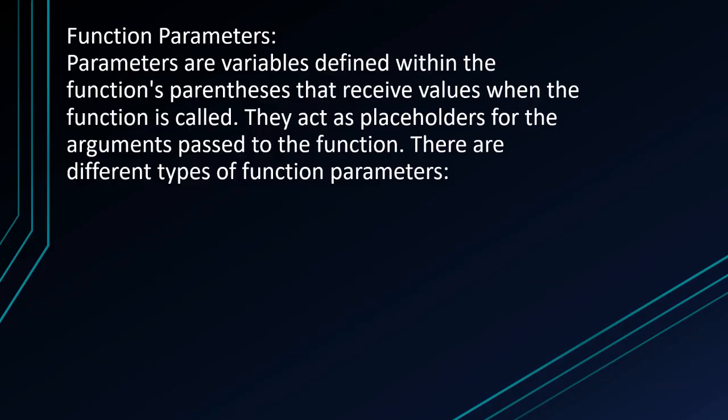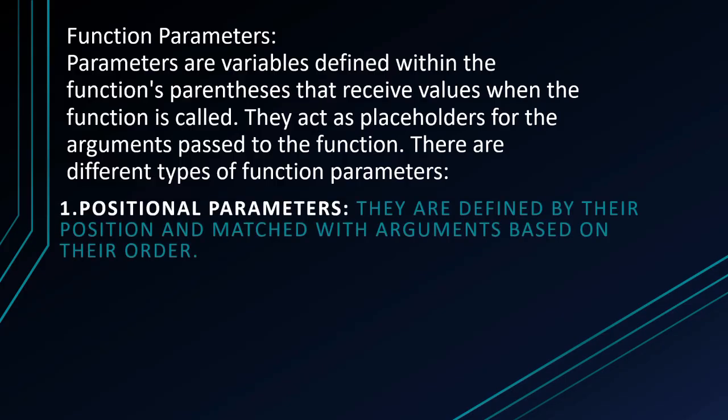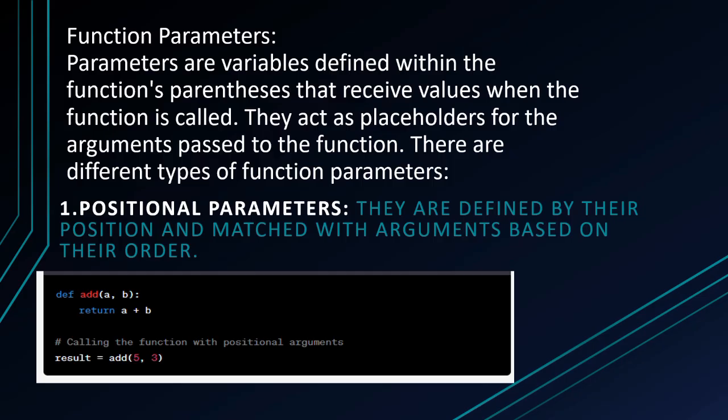The next thing here is function parameters. Parameters are also variables defined within the parentheses of a function's definition. When the function is called, values called arguments are passed to these parameters. There are different types of parameters: positional parameters, keyword parameters, and variable length parameters. So let's start with the positional parameters. Positional parameters are defined by their position and matched with arguments based on their order. So let's understand the other two parameters and then we will write our code on VS Code to understand.